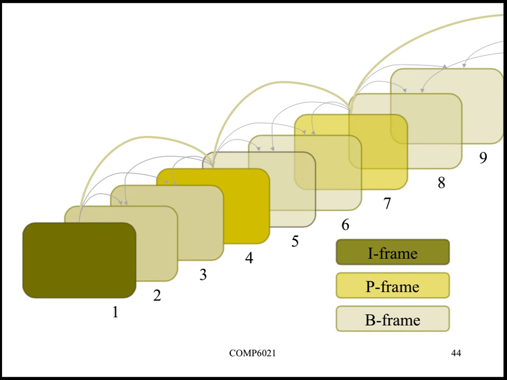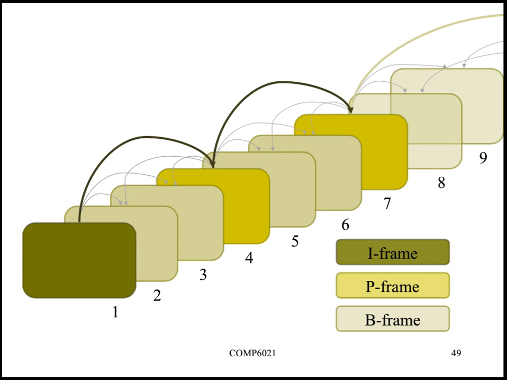Here we have 4, which is a P-frame, which is reusing parts of frame 1. Next up we have 5, which reuses parts of frame 4 and 7. Frame 6 is reusing parts of frame 4 and parts of frame 7. And then frame 7 is a P-frame. And so it goes on like this. So you'll have an I-frame, some B's, P's, B's, P's, B's, P's, and eventually you start all over again.